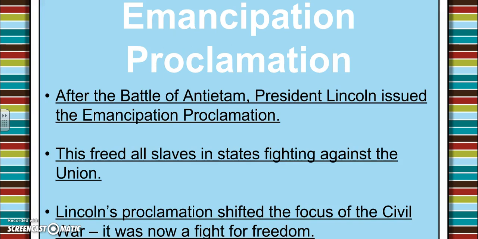One important thing about the Civil War was the Emancipation Proclamation. After the Battle of Antietam, President Lincoln issued a proclamation that freed all slaves in states fighting against the Union. Lincoln's proclamation shifted the focus of the Civil War. It was now a fight for freedom. But people in the South said that Lincoln's proclamation had no effect on them because technically they were not part of the United States anymore.